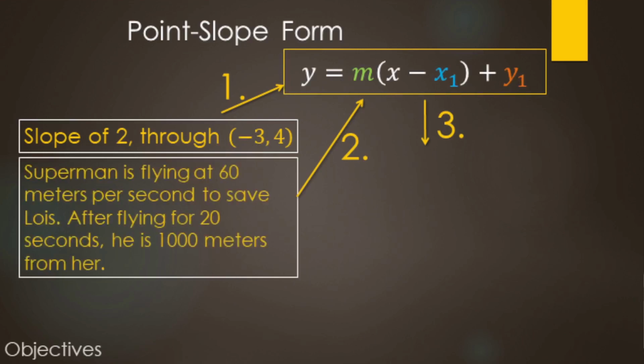Next up, let's say we have a situation, some sort of application where we know a rate, 60 meters per second for an example, and we know another piece of information that happens in the middle of the story, not the start amount. Like in this case here, 20 seconds, 1,000 meters, we're going to rewrite this information in point-slope form.